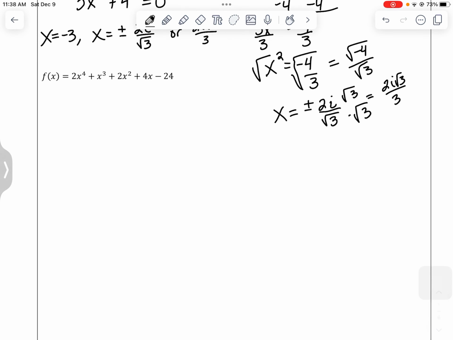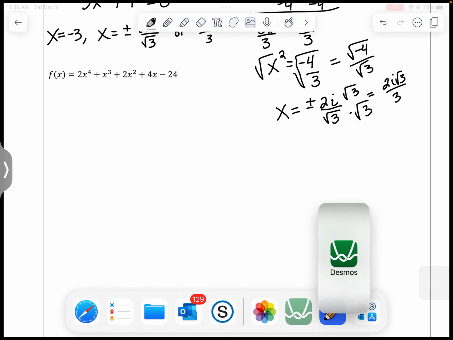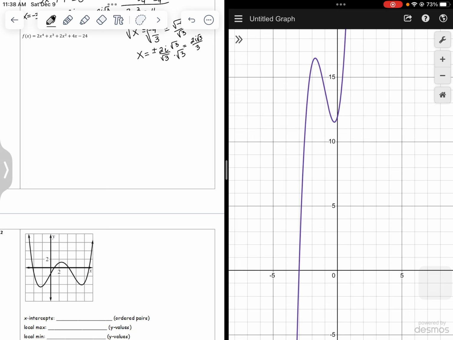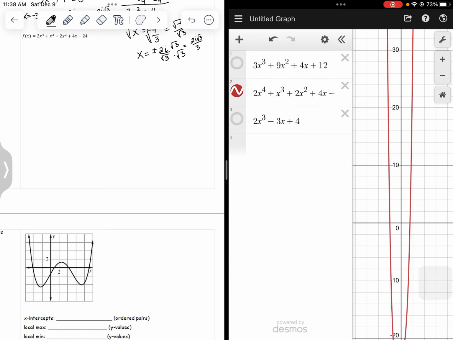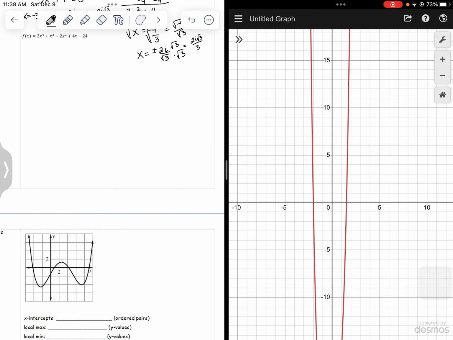Okay, we're going to do that one more time. This time I have a quartic function, so it's a 2x to the 4th. And I have to start the same way. We go ahead and plug that into Desmos, and we look for some solutions. I have turned that one off, put this one on. I have that one typed in as well.